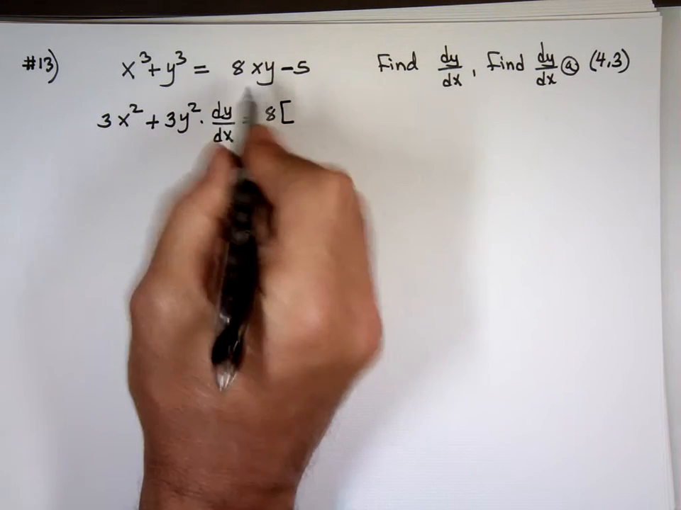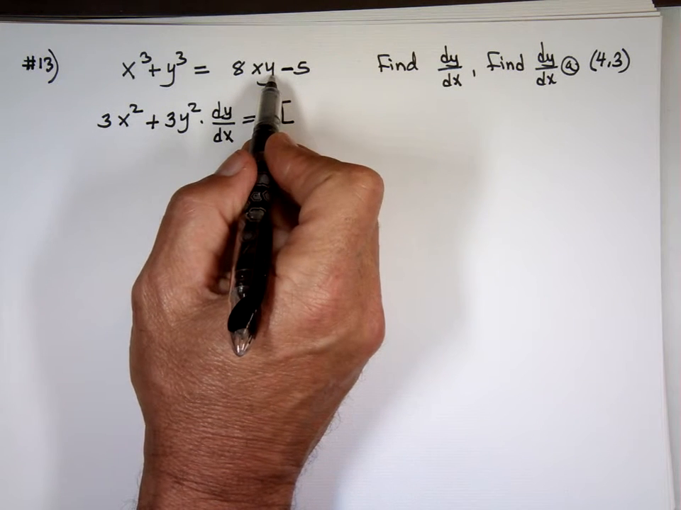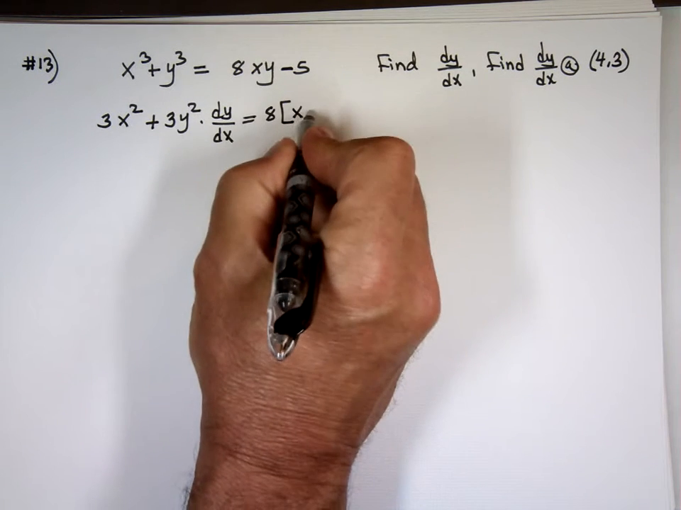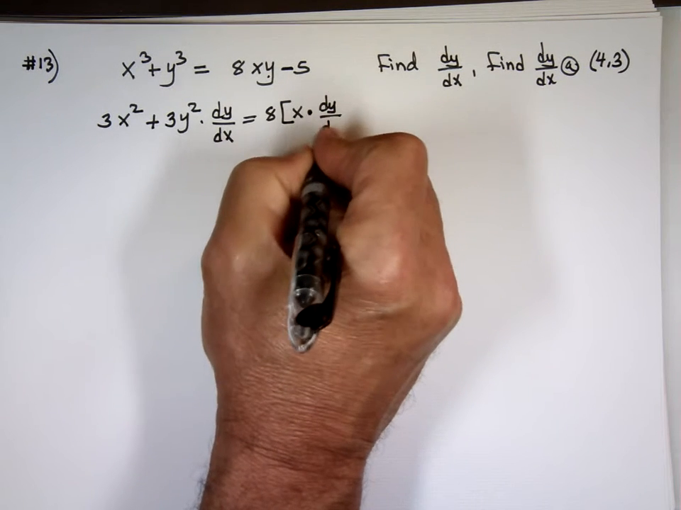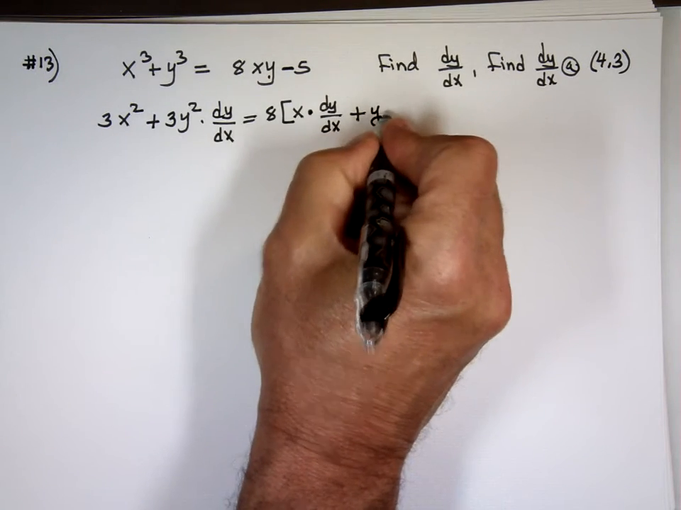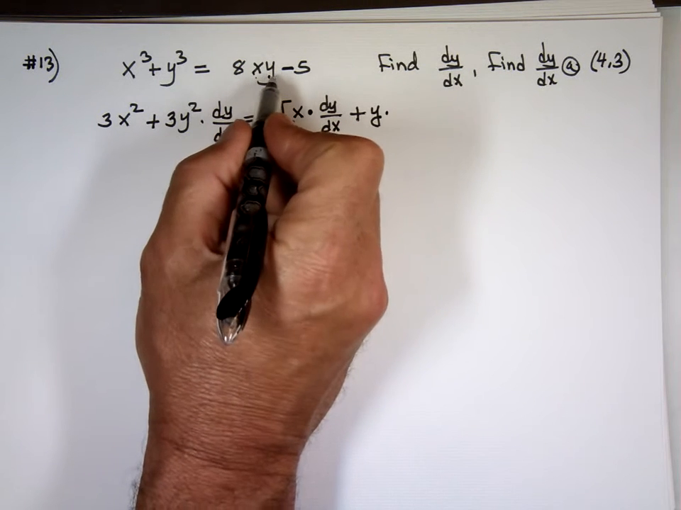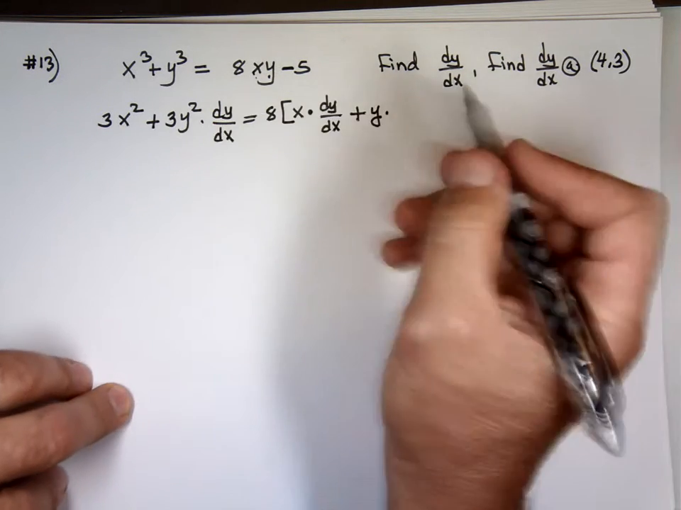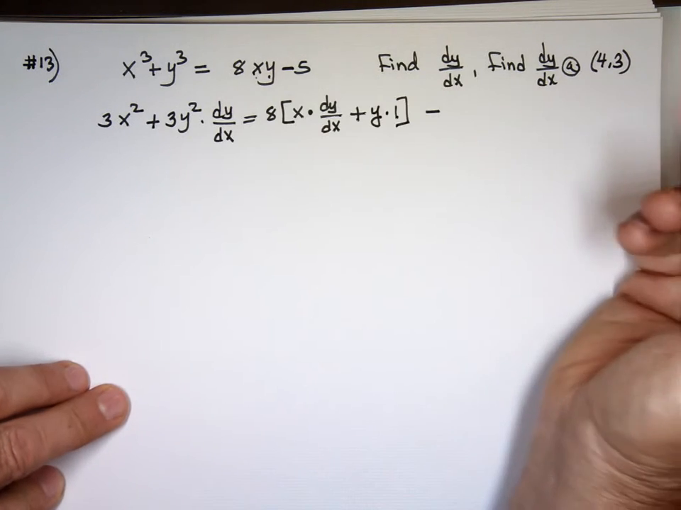Let's take the derivative of x times y. This is a multiplication, so which rule do we have to use? The product rule. The first, which is x, times the derivative of y, which is dy/dx, plus y times the derivative of x. The first times the derivative of the second, plus the second times the derivative of the first. Y times the derivative of x, which is 1. Minus the derivative of 5, which is 0.